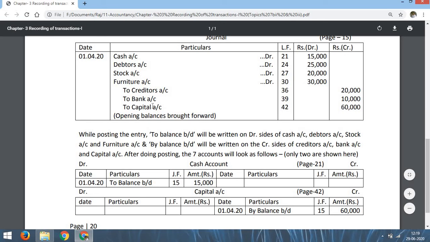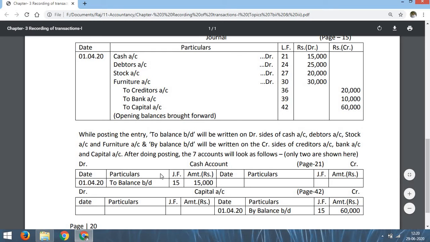And similarly in these 3 accounts, creditors account, bank account and capital account, we have to write the words "By balance b/d". So "By balance b/d" will be written on the credit sides of creditors account, bank account and capital account. It means in 4 accounts we have to write "To balance b/d", and in these 3 accounts we have to write "By balance b/d". Remember, "To" is always written on the debit side, and these accounts have credit balances, so in these 3 accounts we write on the credit side "By balance b/d".